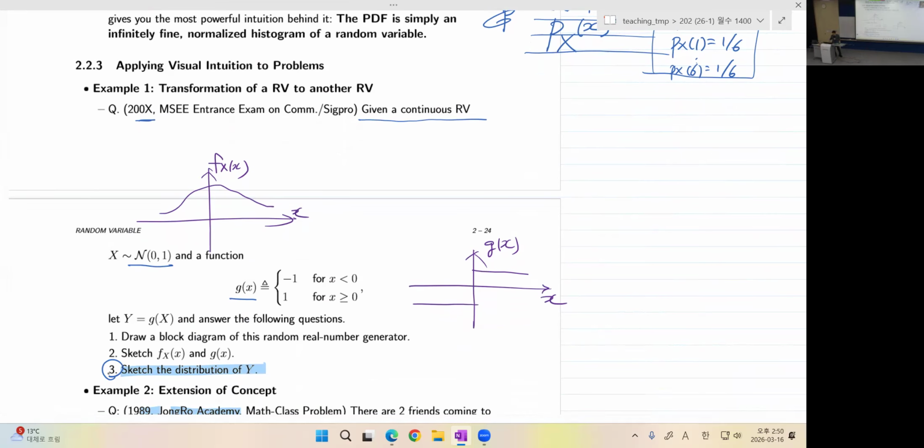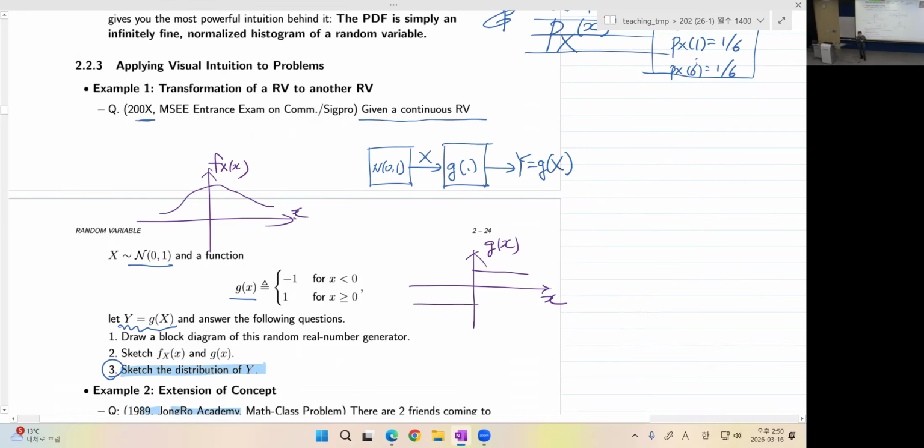Draw a block diagram of this random real number generator. So you have here N(0,1). Here goes x. And here goes g. And here goes y. You see, right? Y is named this way. So you have just generated a random variable y by using random variable x.